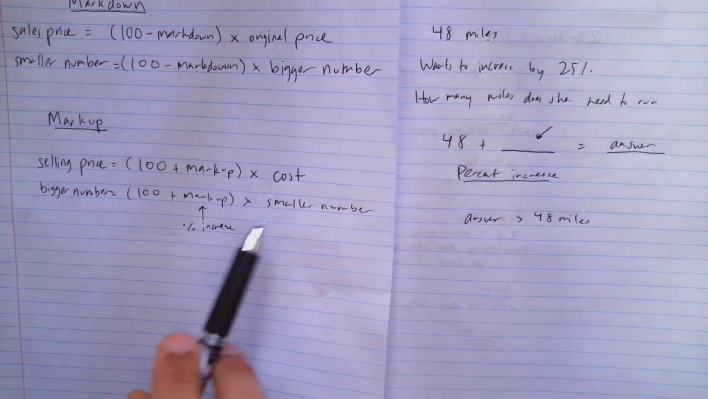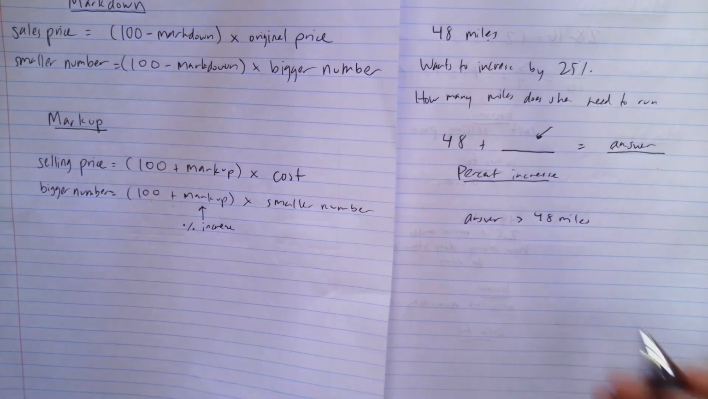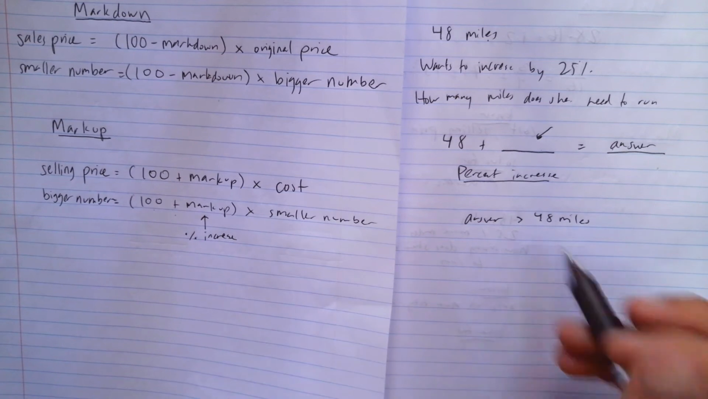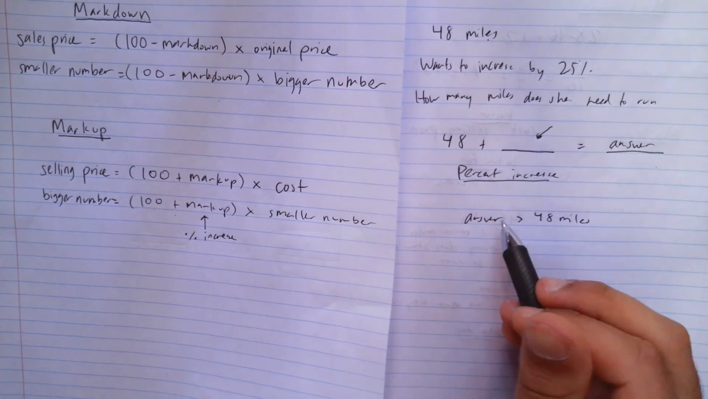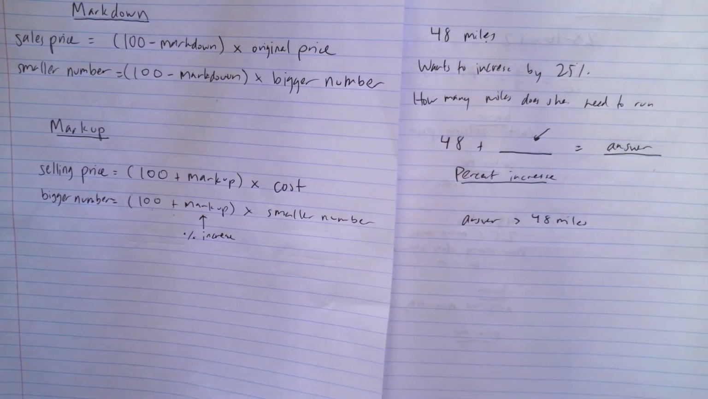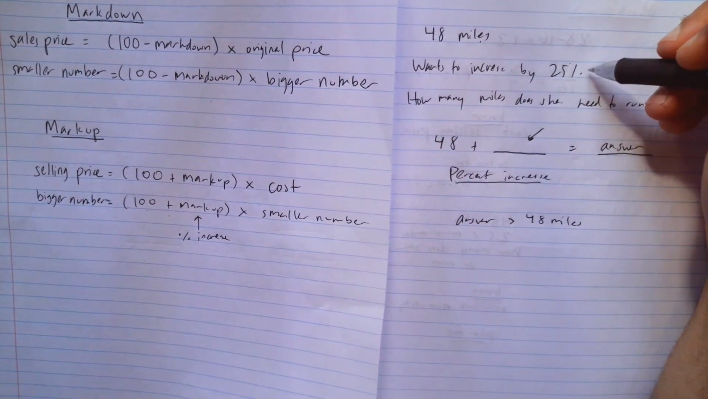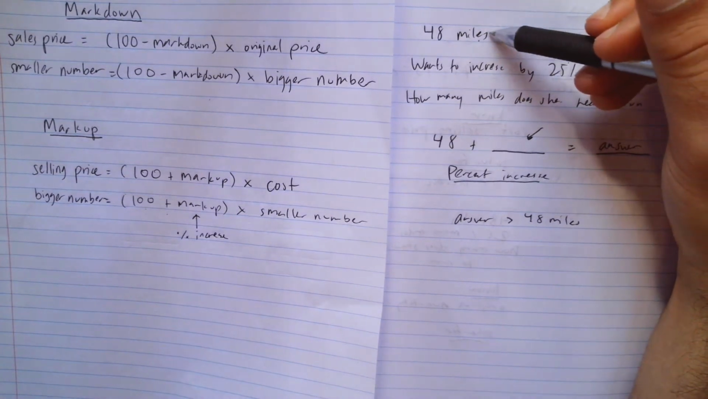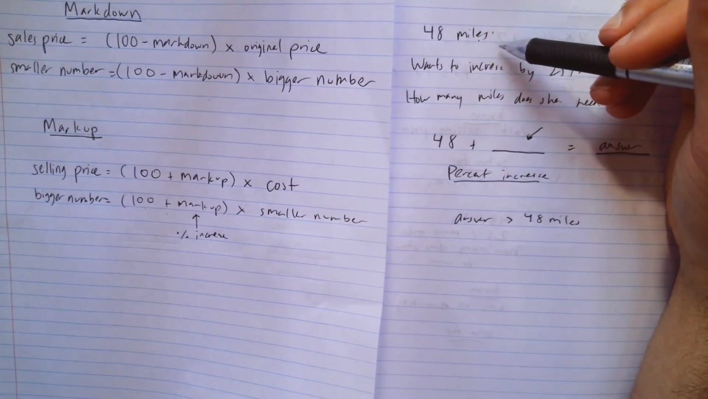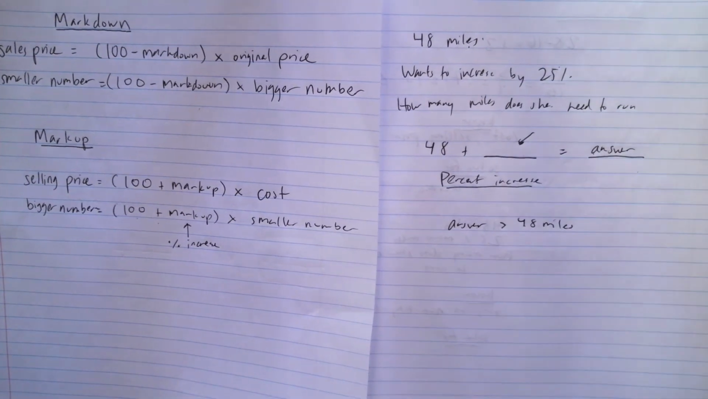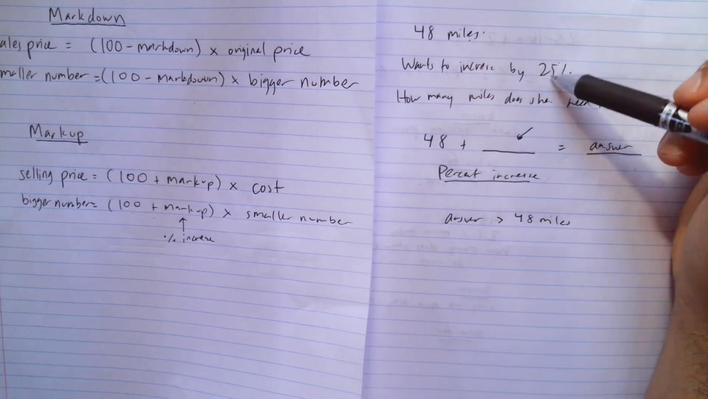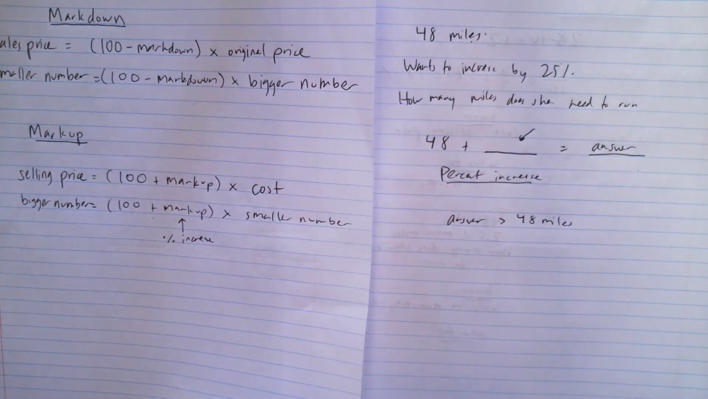So if we use this equation right here, we have our bigger number. And which one's our bigger number in this case? Our 48 or our answer? Okay, so we're talking about a percent increase. We want to increase this number 48 by 25%. And the number that we're trying to find is going to be bigger than this 48, right? Because say, for example, I have 10 watermelons and I want to increase it by 25%. Am I going to have 80 watermelons or am I going to have 120 watermelons?